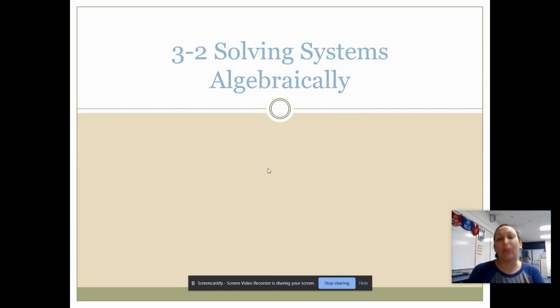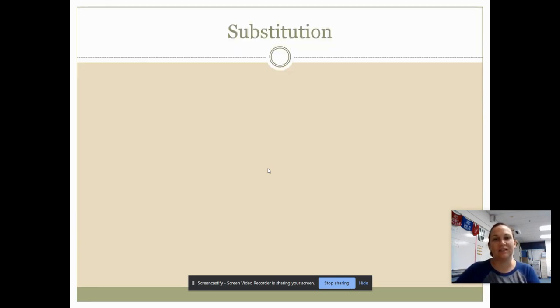We're going to learn three different ways to solve a system of linear equations, starting with today's method, which is called substitution.